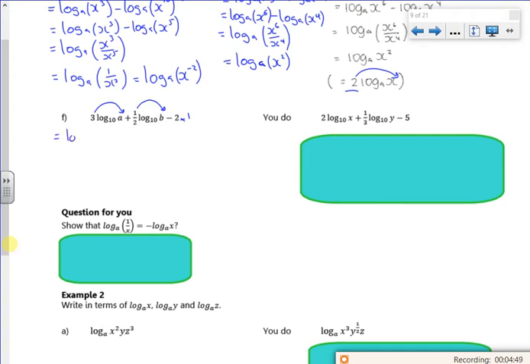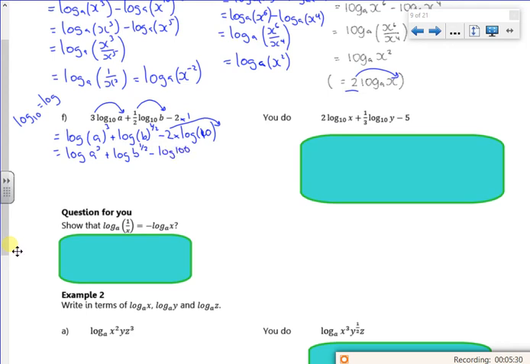Right, let's have a look then. So I've got log. Now log to base 10, I don't need to write log to base 10. I'm happy I can just write log. So I've got log of a cubed plus log of b to the half minus 2 times by log of 10 there. I'm going to take the 2 up there as a squared. So I've got log of a cubed, log of b to the half, minus log of 100. Anything with a plus, I multiply together. So I've got a cubed times b to the half. Anything with a minus goes on the bottom line. So that'd be 100. And that's combining them all as a single log.